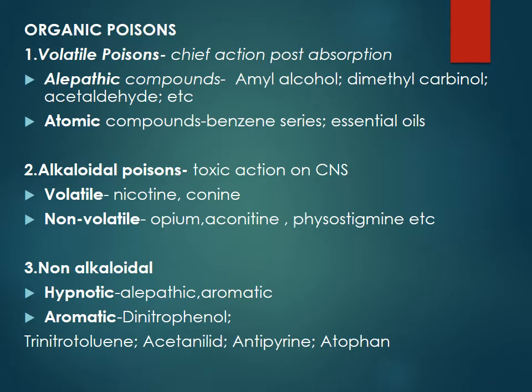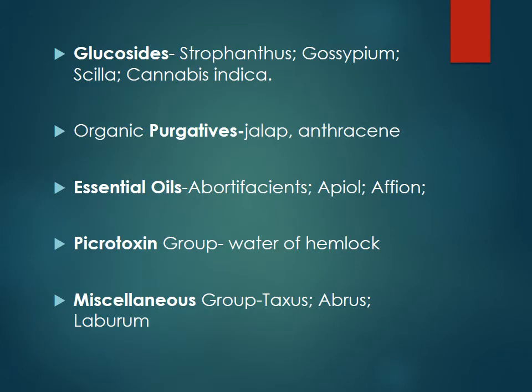And then another classification, non-alkaloidal, like hypnotics, for example, aliphatic and aromatic. And then in the aromatic, dinitrophenol, atophan, and so on. And then next is the glucosides like strophanthus, gossypium, scilla, cannabis indica. And then next, organic purgatives like jalap and anthracene. Next, essential oils like abortifacients, apiol, and afyon. And then picrotoxin group, water hemlock. And then the miscellaneous group, taxus, abrus, and laburnum.